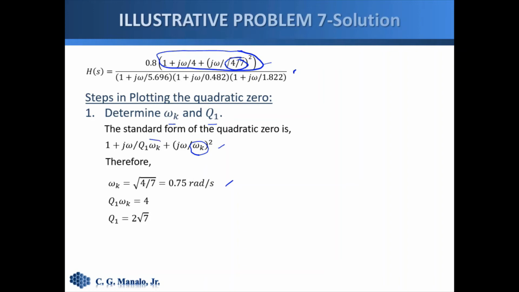And to get this, we are going to compare it here. So that must be equal to 4. And since we already have omega k, we can get q sub 1. Take note that this is greater than 1.